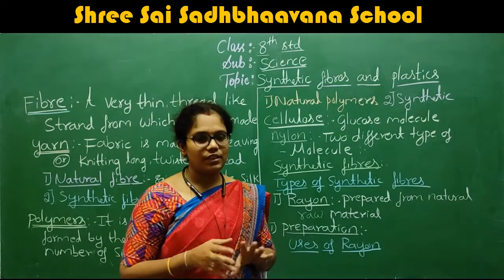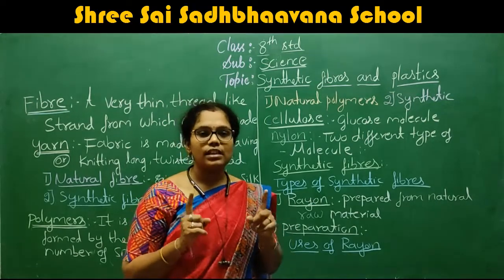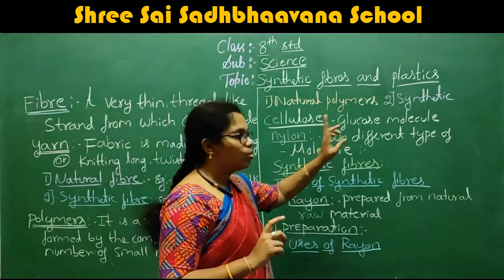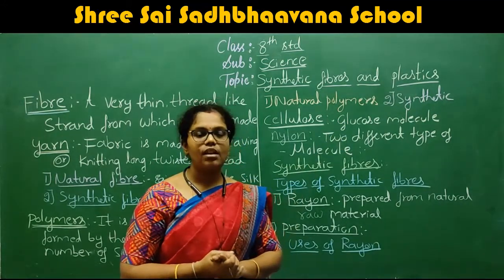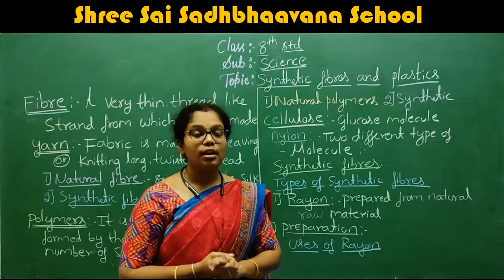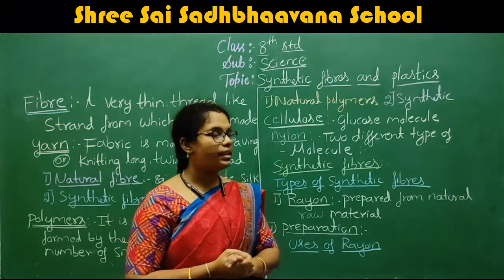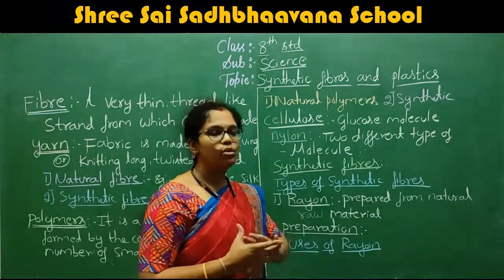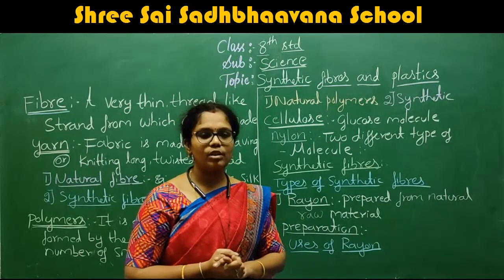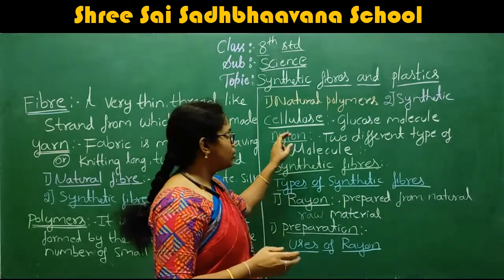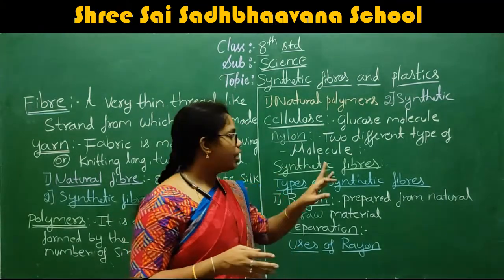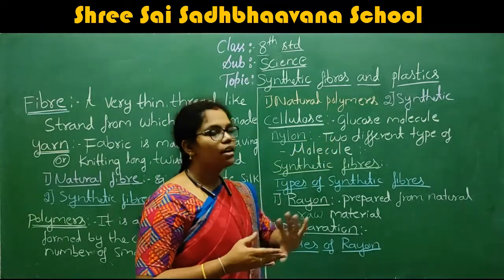Understood? What is the arrangement of the cellulose? The cellulose consists of only one type of monomer, that is glucose. What is the only one monomer present in the cellulose? The only one monomer present in the cellulose is glucose.